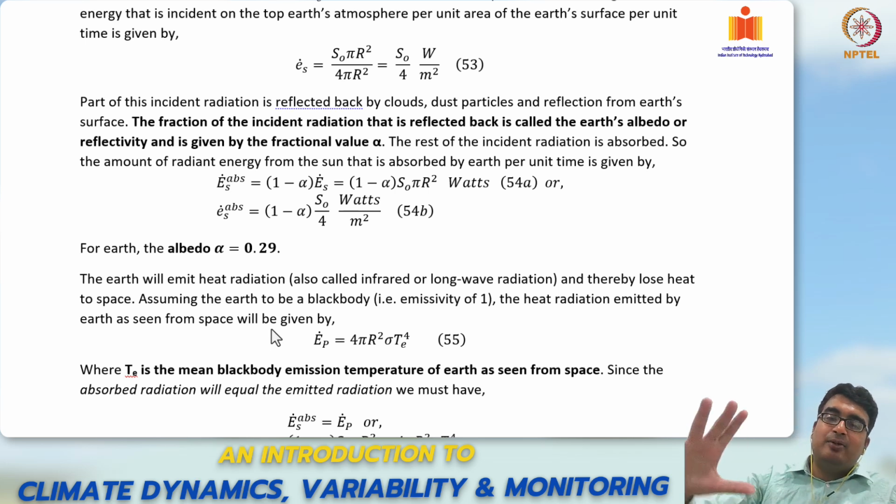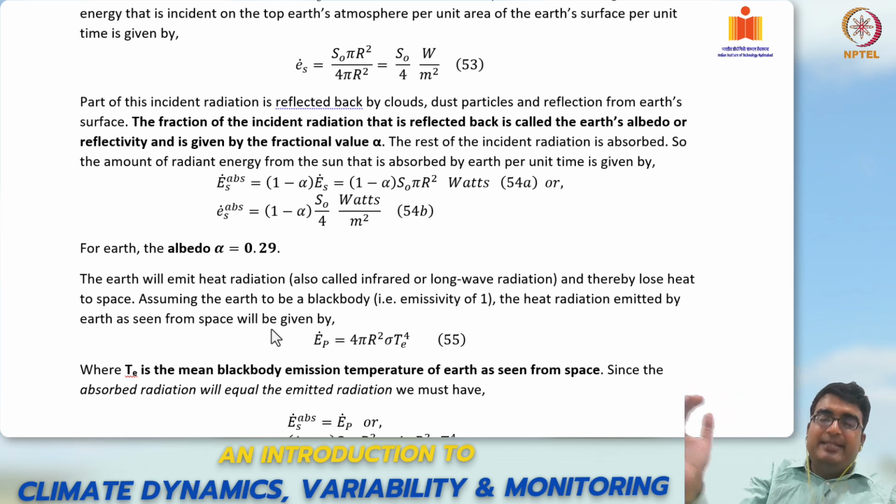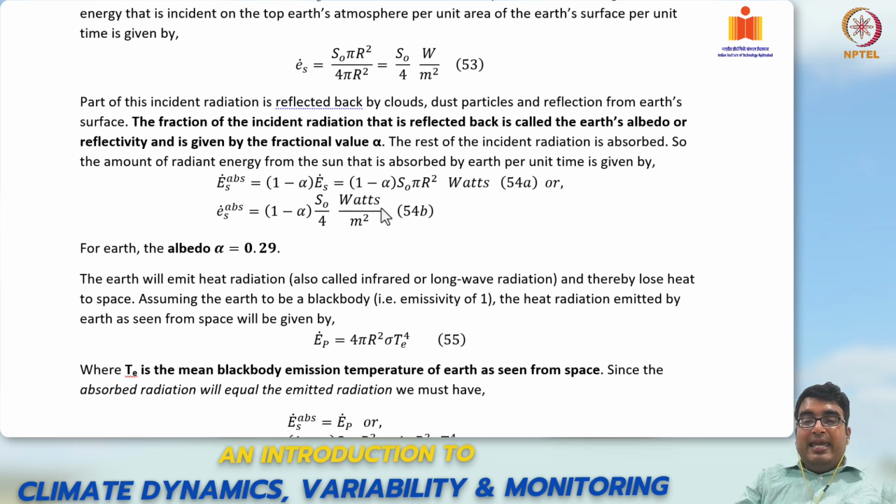So, we are saying that while Earth is reflecting solar radiation, it is not a perfect black body in that context, but when it is emitting radiation back to space, it is acting as a black body with emissivity of 1. So, the heat radiation emitted by the Earth as seen from space is E dot P.